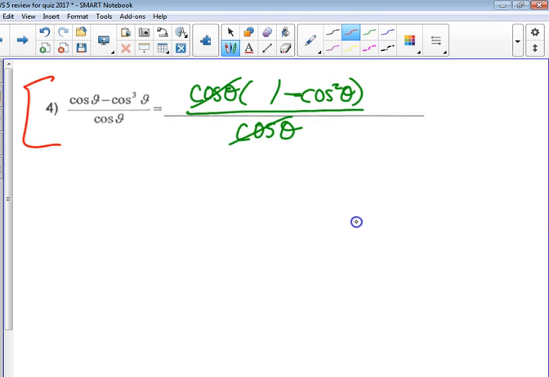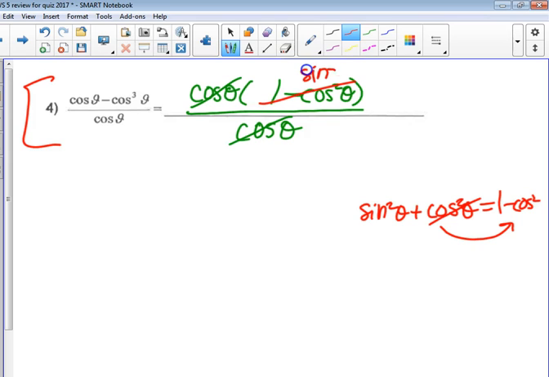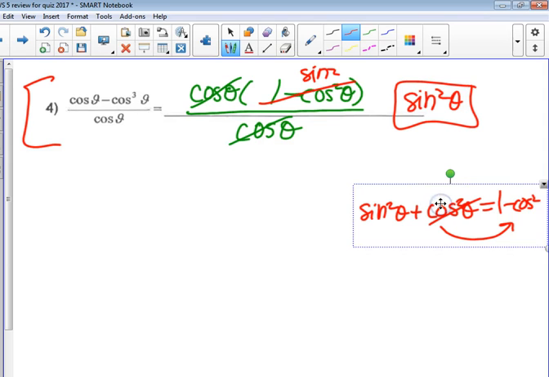Now, nowhere on my sheet does it say 1 minus cosine squared. But it says sine squared plus cosine squared equals 1. And if I move this over here, it'll say minus cosine squared. So therefore, this can be traded for a sine squared. Everybody okay? I will review the exact kind of problems we have for simplifying on the quiz if we get that far, okay?